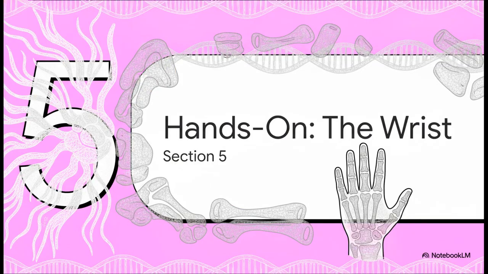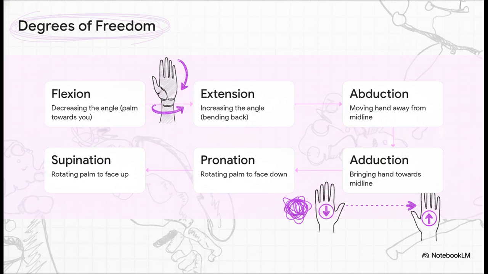And finally, Section 5, hands-on with the wrist. I want you to hold up your hand and just look at your wrist for a second. Have you ever wondered why it's so structurally complex? It's because of the sheer range of motion we need for our daily activities. So the crucial point is that your wrist actually has 6 degrees of freedom.